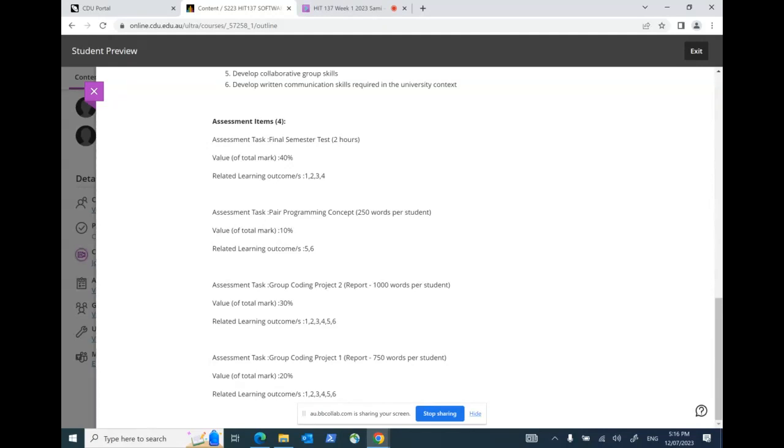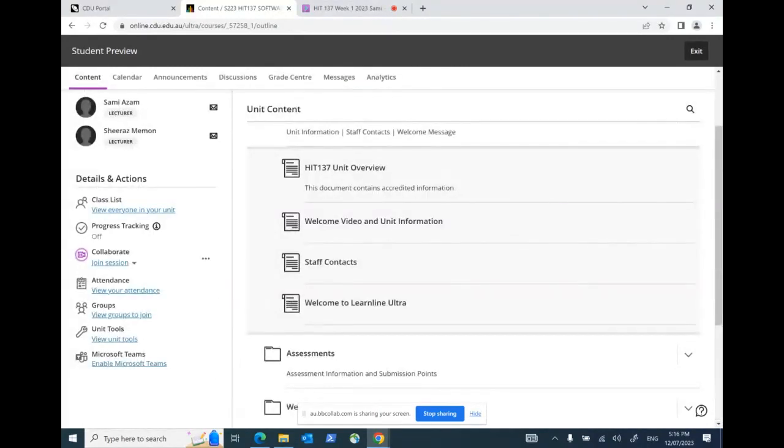So the first important thing is that whenever you form a group, choose someone who is very serious about the study, who matches your wavelength, and who is passionate about Python programming. Please keep that in mind. These are the 4 assessments that I have talked about, so please have a look at them.